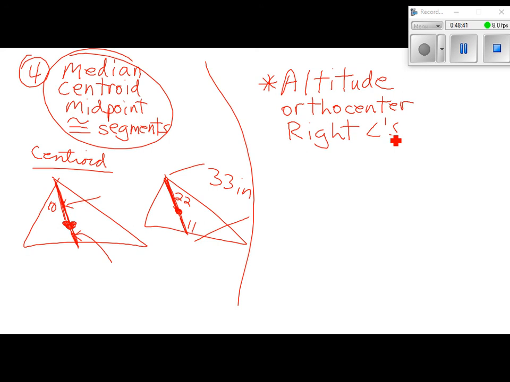If you hear altitude, you got to think, hey, I have a right angle somewhere. Wherever that altitude touches that side of the triangle, it's got to form a right angle. And as soon as you know right angles, you should think of what measure? 90 degrees. Got to make sure you know that.